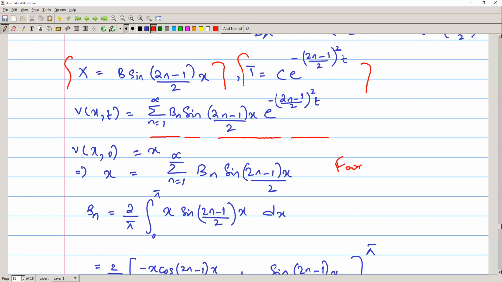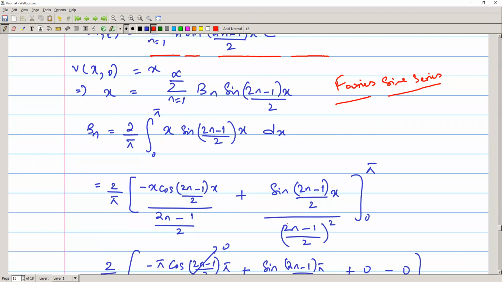All right, and we know how to solve Fourier sine series, right? So this is a half range series. Therefore, we will apply the half range series formula, right? So bn is equal to 2 over pi, integral 0 to pi, x sine 2n minus 1 over 2x dx. So we will integrate this using the by parts rule. Negative x times cosine 2n minus 1 over 2x over 2n minus 1 over 2, and sine 2n minus 1 times x over 2 divided by 2n minus 1 over 2 whole square, and limits are from 0 to pi.